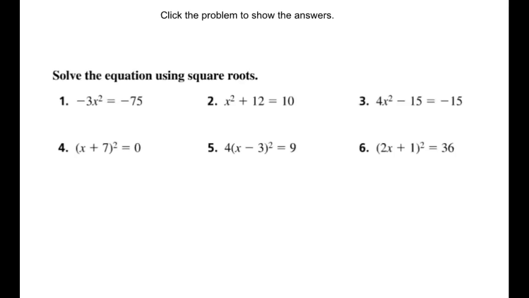So now here are a few that I want you to try to solve. So your goal is to solve and get x all by itself.